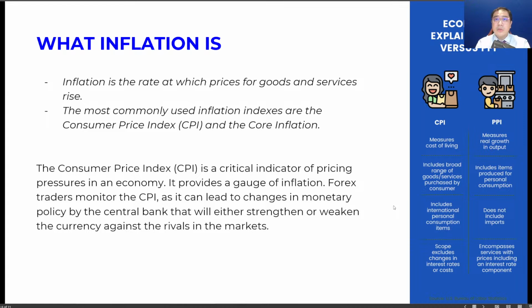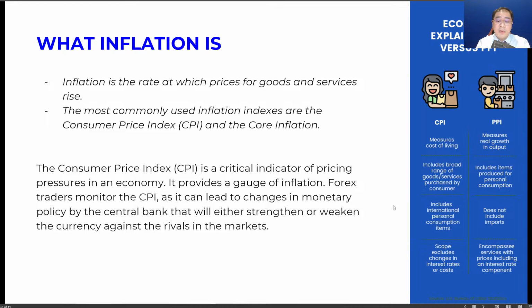Tomorrow, there's going to be a PPI number. Now, if we take a look at CPI, it says consumer, right? And then the PPI is basically producers. So PPI does a few different things. It measures real growth in output, includes items produced for personal consumption, does not include imports because they're looking at domestic production numbers, prices, and encompasses services with prices including an interest rate component. So we've got CPI, PPI.